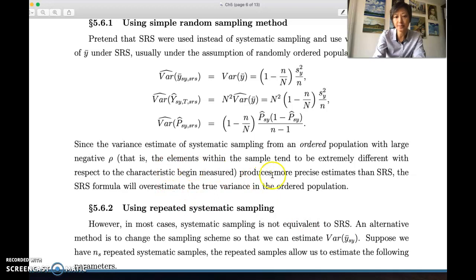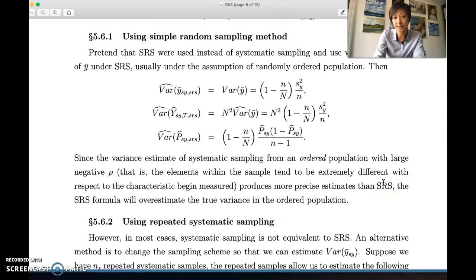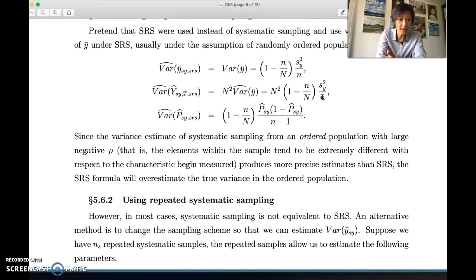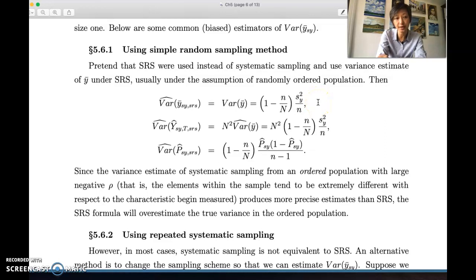Since systematic sampling from an ordered population with large negative correlation produces a more precise estimate than simple random sampling, in reality, if the population itself is an ordered population, using this set of formulas would overestimate the true variance. But that's the best we can do. So if I select the sample in a systematic way but use this set of formulas to estimate the variance, it provides an upper bound for the variance. It overestimates the true variance, because we would have achieved a more precise estimate, but we can't do anything about that. So what we can do is provide an upper bound for the variance estimate if we use the simple random sampling formula.